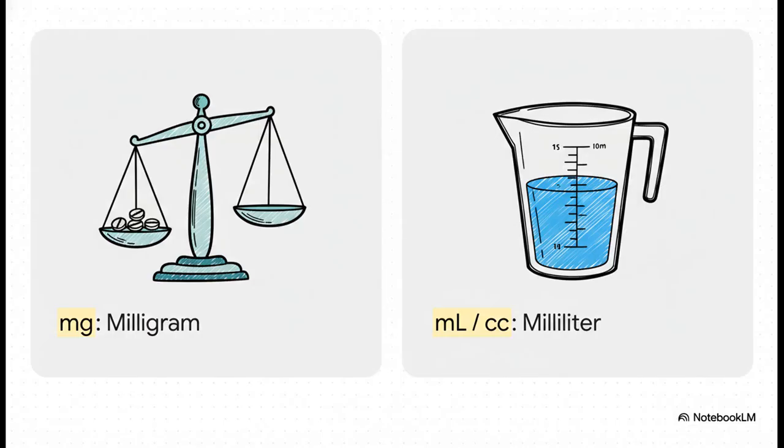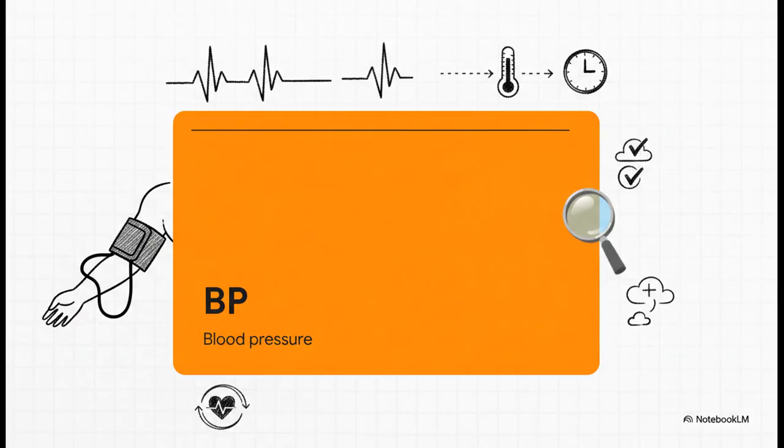Here are the two heavy hitters for measurement. mg stands for milligram, and that's for the weight of solid meds, like a tablet. Then you have milliliter, which you'll see as ml or sometimes cc. That's for the volume of liquids. And yeah, you'll often see ml and cc used for the exact same thing. You'll see this one on pretty much any medical chart. BP is just the standard shorthand for blood pressure. It's one of those key vital signs doctors always track to see how you're doing overall.